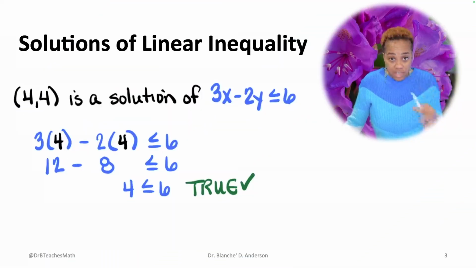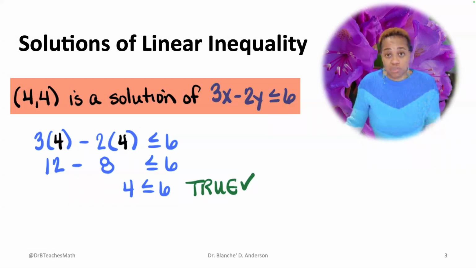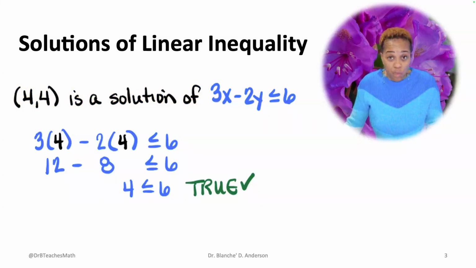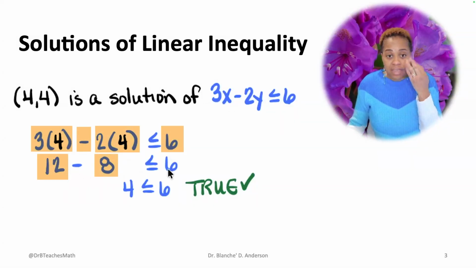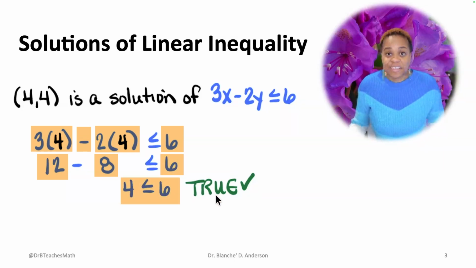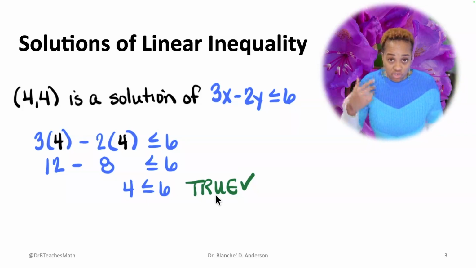So let's look at this one. So 4 is a solution of this linear inequality, 3x minus 2y less than or equal to 6, because when you substitute 4 into the equation, look what happens. You end up with 3 times 4 minus 2 times 4 is less than or equal to 6. 12 minus 8 is 4, less than or equal to 6. Yeah, so it makes that inequality true.